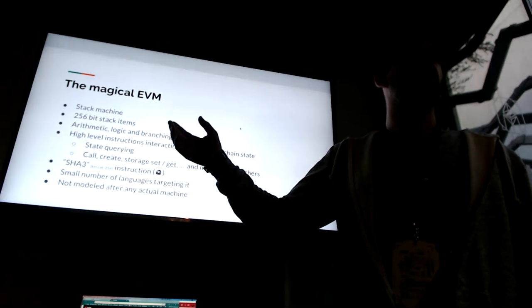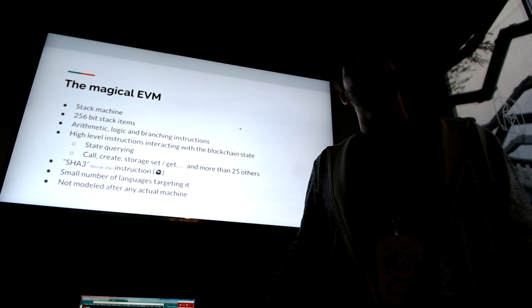Can you expand a bit on why you think 256-bit words are a bad idea? Because from the outside, it doesn't look like it.